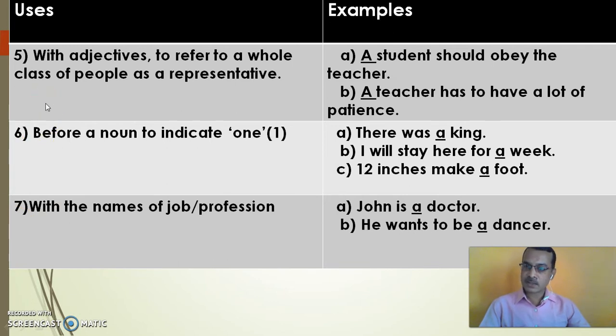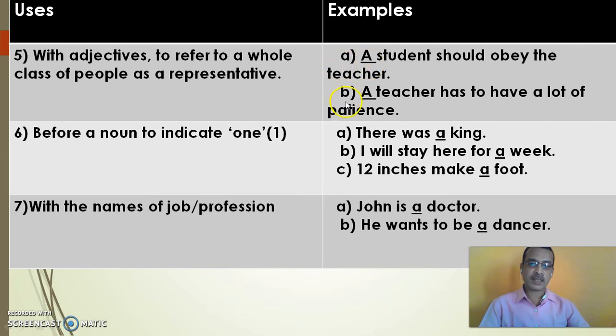Now, the next rule of using articles: they are used with adjectives to refer to a whole class of people as a representative. That means, look at example 1. A student should obey the teacher. A student means the whole community of students. Here the speaker is not referring to a particular student. It is the whole community of students. So it is used here in that representative sense.